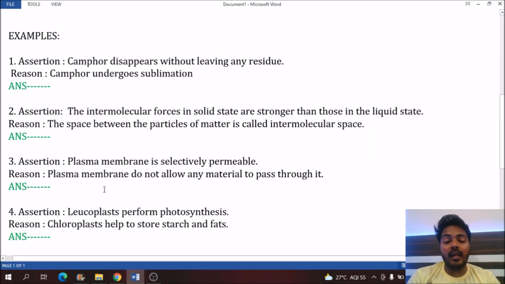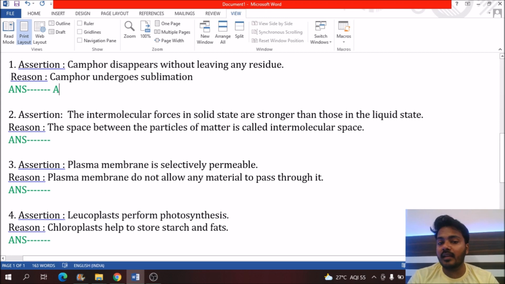Moving to the first question, the assertion, the opening statement, is: camphor disappears without leaving any residue. We know that when we start heating camphor, it converts directly into gas. Now read the reason. Camphor undergoes sublimation. Yes, camphor undergoes sublimation. Sublimation means the substance directly converts from solid to gaseous without converting into liquid. Camphor is a great example of sublimation. In this question, both assertion and reason are true, and the reason is the correct explanation of the assertion. So option A is the correct answer.